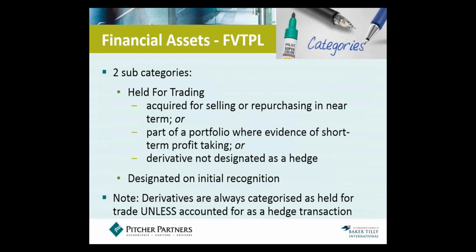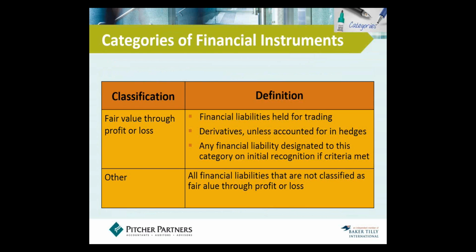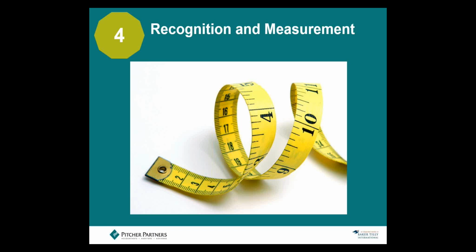So what are the subcategories again? The same subcategories that we had for financial assets would apply to financial liabilities. Is it held for trading, or is it designated on initial recognition? And remember, derivatives will always be fair value through profit and loss unless it's held in a hedging transaction and it meets the requirements for hedge accounting in AASB 139. So again, this is a slide pulling together the categories of financial instruments and looking at financial liabilities.